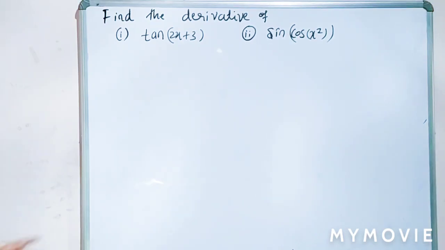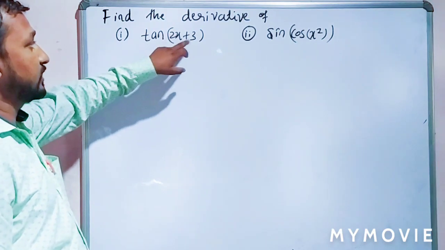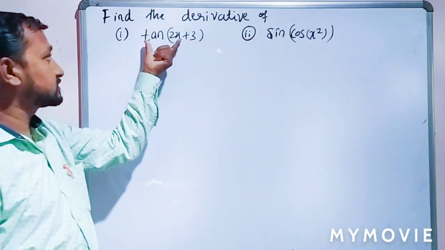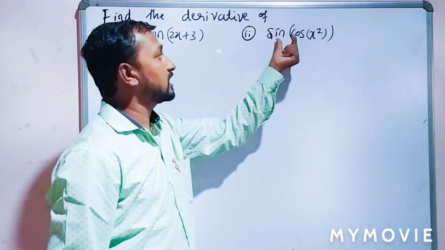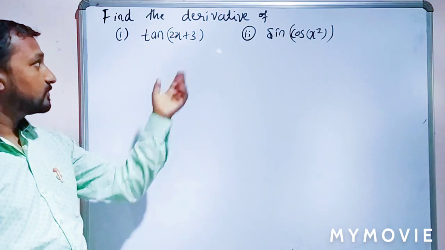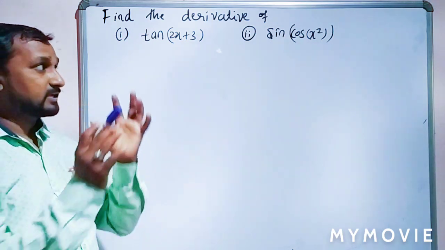Here find the derivative of the function tan of (2x plus 3 sine of cos of x square). This is a combination of three functions. This is the derivative of a composite function. So we solve these examples. That is very easy. See concentrately.